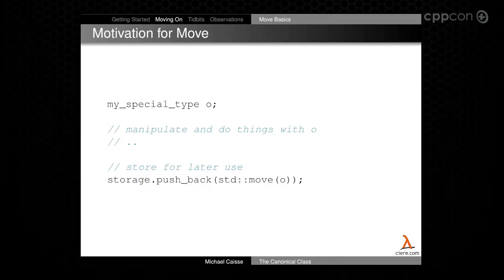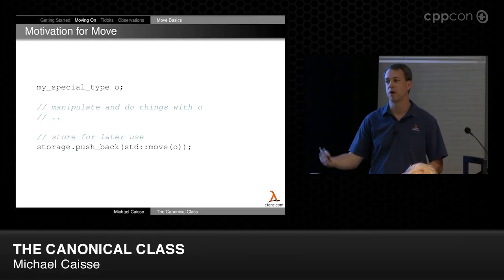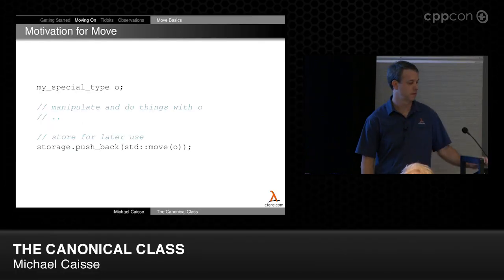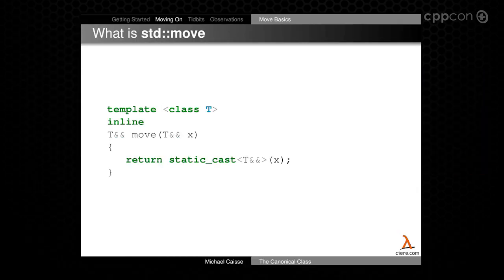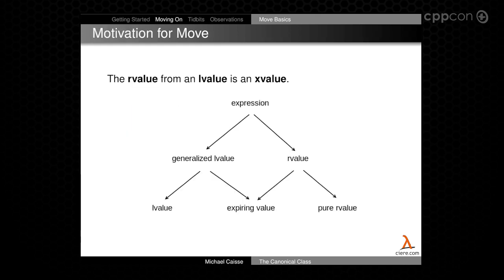This is how I tell the compiler, I would like you to make this an expiring value. So this will make it now compatible or will bind with an rvalue reference. What's inside move? It's just a cast. All right, so an R value from an L value is an X value.